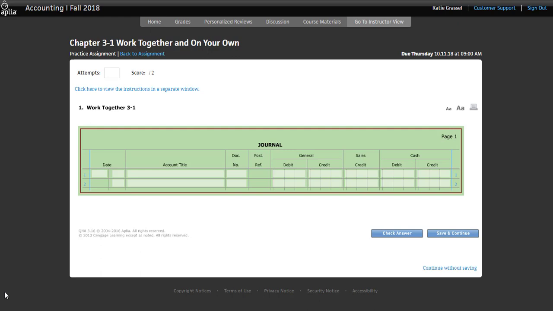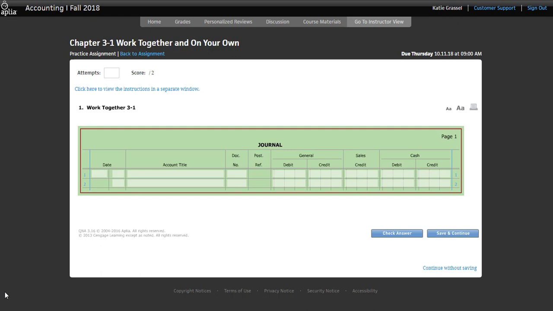We always affect two accounts. So the first one you heard was cash, so we know that we're going to put cash here as a debit. The other account you said was Mrs. Grasso Capital, but I don't have a column for Mrs. Grasso Capital, so I have to write here Mrs. Grasso Capital, and I put it under general as a credit.